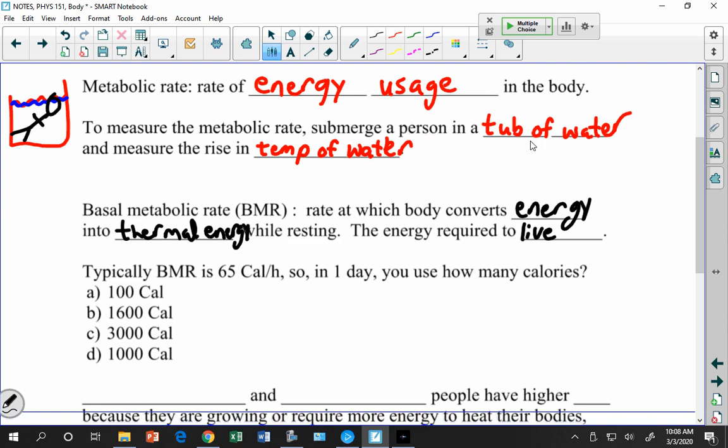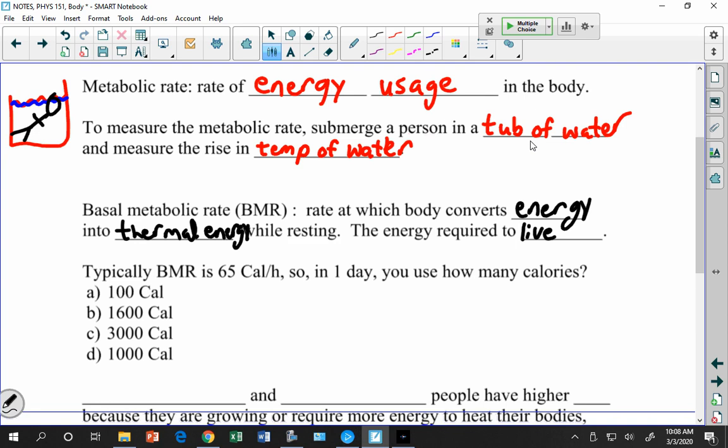So how much energy is required to run your brain, for your heart to be pumping, for you to breathe, for you to do all those involuntary things that your body does? If you're just laying on the couch all day, nothing wrong with laying on the couch some days, how much energy does your body consume? Typically your BMR is about 65 calories per hour. So roughly in a day, how many calories would you use? If you use 65 calories every hour, just for sitting around, not for activity, how many calories are you going to use in a day?